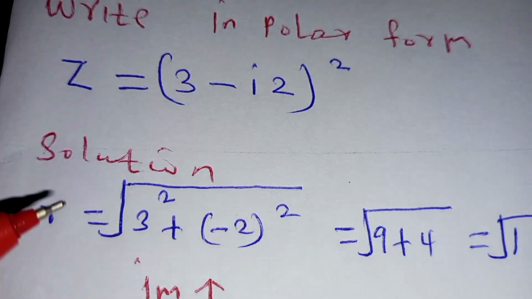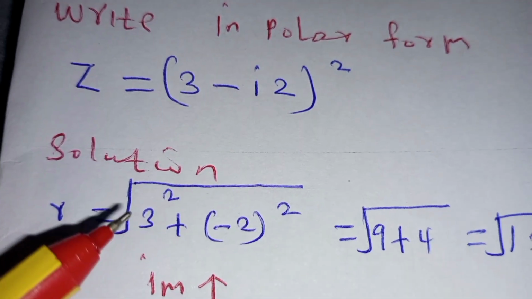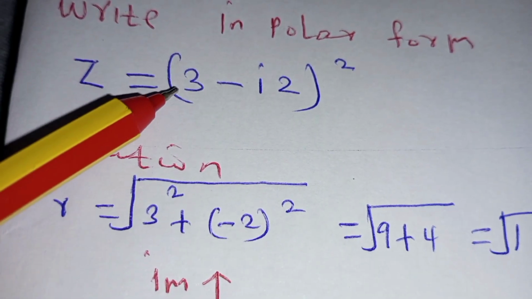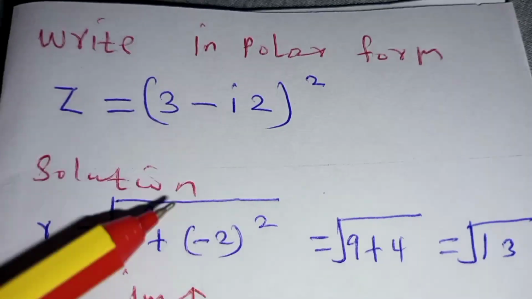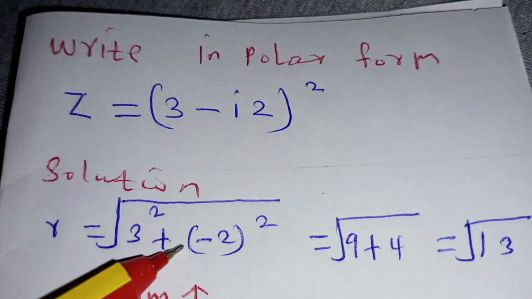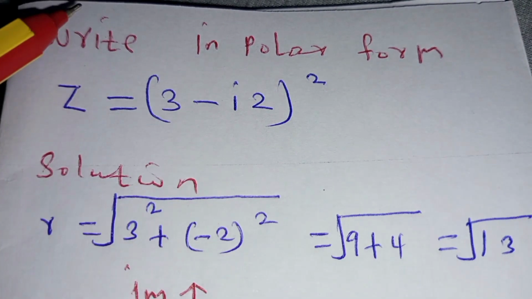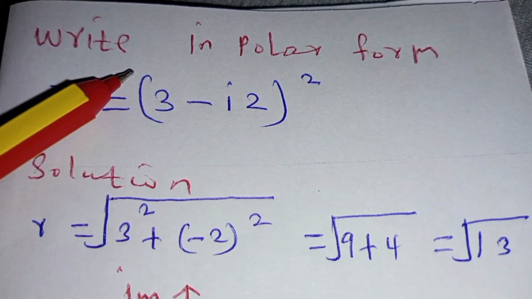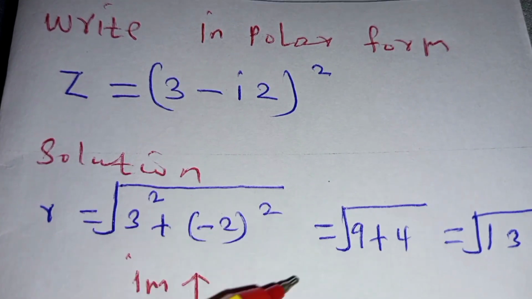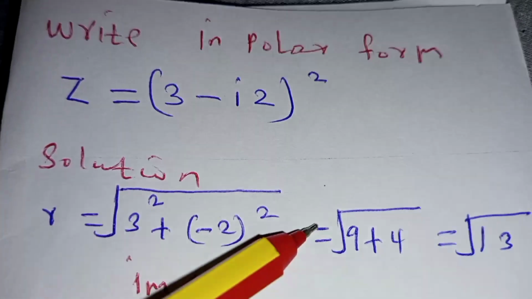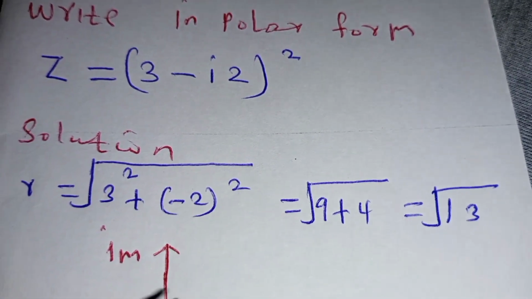First of all, we obtain the radius, which is found by the square root of the component along the real part, which is the first component, squared, plus the square of the component along the complex part, then you obtain the square root. So 3 squared is 9, negative 2 squared is 4. 9 plus 4 is 13.